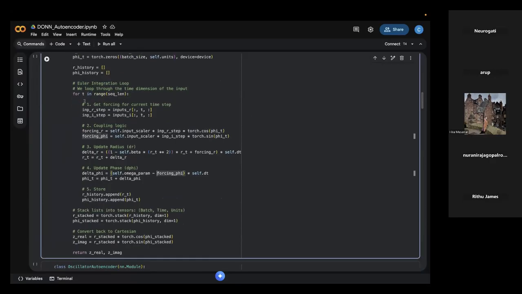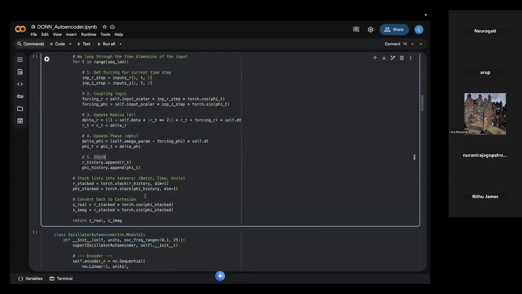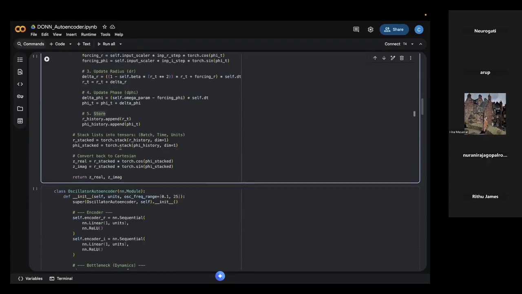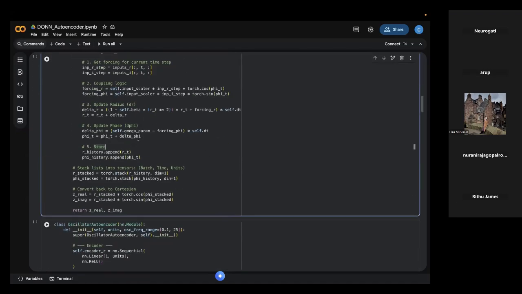The for loop runs for a sequence length. As it runs, we will see the R values and the phi values getting updated. So delta phi is some value, and phi t becomes phi t plus delta phi, which is the Euler update rule. Similarly for R, and this history is stored in R history and phi history. All of this is so that we can do the neural network. After the signal is constructed, we calculate the Cartesian coordinates, the signals, because after R and theta, we get R cos omega t and R sin omega t. This is the hop layer.